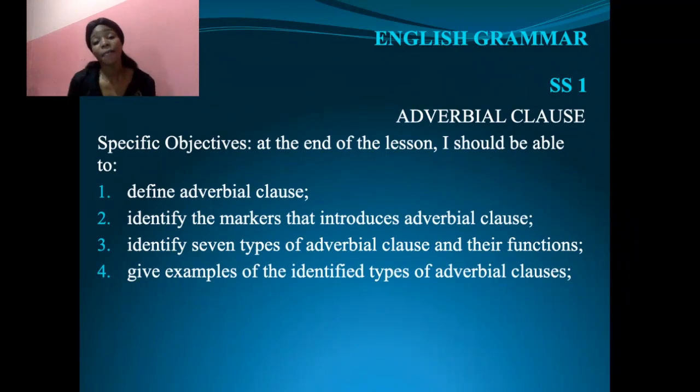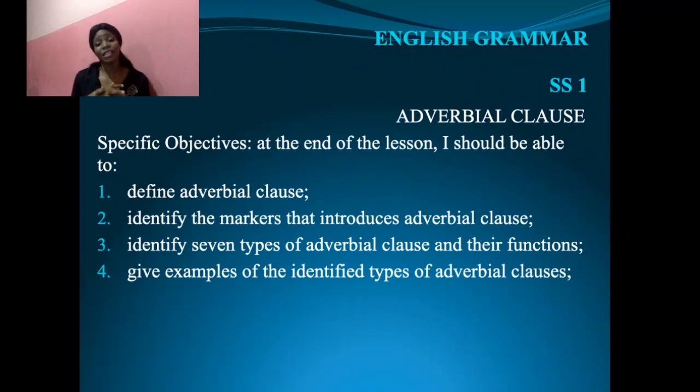Now, the second type of clause is the dependent clause. The dependent clause is also known as the subordinate clause, and from the name, dependent, it means it cannot stand on its own. It needs to depend on the independent clause to express a complete thought. Without an independent clause, the dependent clause cannot express a complete thought.